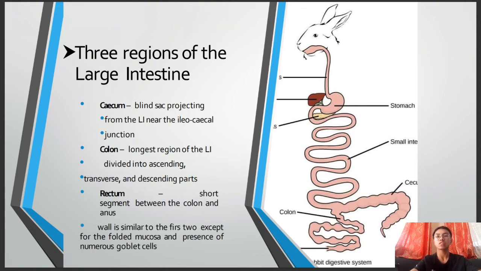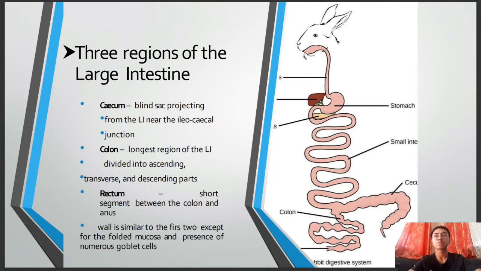The third is rectum. Rectum is a short segment between the colon and anus. And its wall is similar to the first two except for the folded mucosa and presence of numerous goblet cells. Rectum is the lower part of the large intestine that connects to the sigmoid colon.